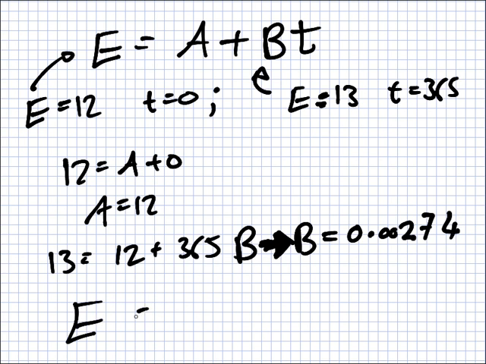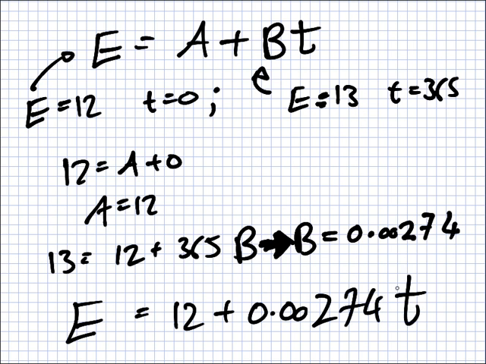So now I have E equals 12 plus 0.00274 t. So that's the second possibility. That's the second part, I mean. Which do you think is the better model? If we say energy is exponential, or if we say energy is linear? Exponential. Why? Usually people's growth is exponential rather than linear.